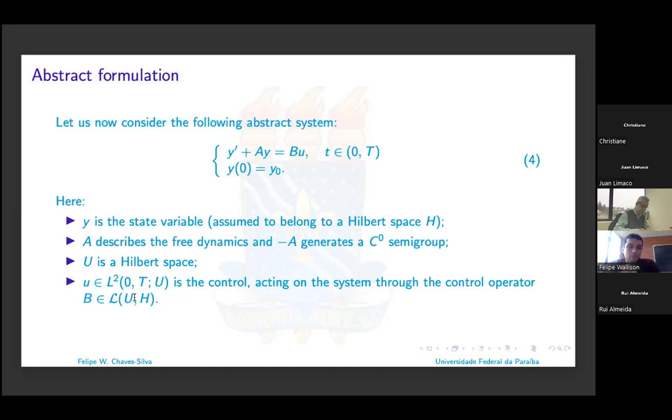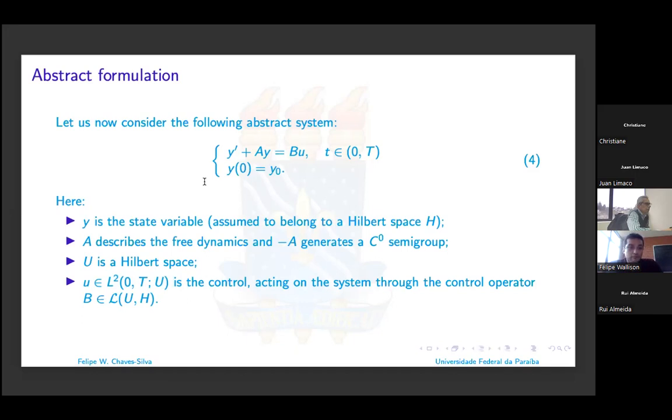And here I will work in the framework of Hilbert spaces. Okay, so H is a Hilbert space, U is also a Hilbert space, and I will seek controls in L2(0,T;U). Okay, so I have my system, an abstract control system, okay? And now I want to formulate the problem of switching controls for this abstract control system, okay?